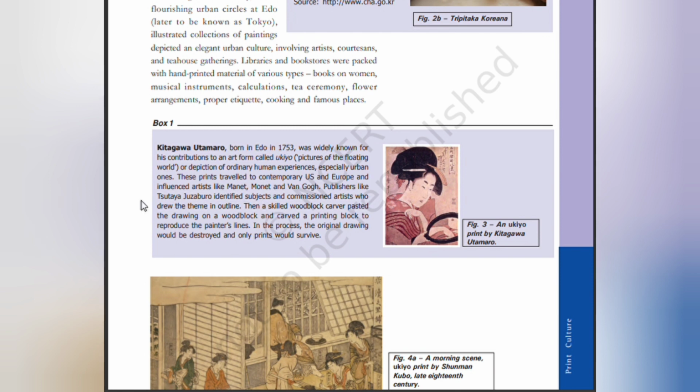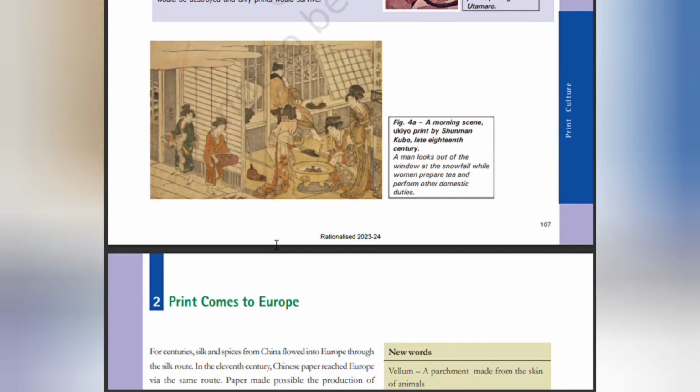Publishers like Tsutaya Juzaburo identified subjects and commissioned artists who drew the theme in outline. Then a skilled woodblock carver pasted the drawing on a woodblock and carved a printing block to reproduce the painter's lines. In this process, the original drawing would be destroyed and only prints would survive. A man looks out of the window at the snowfall while women prepare tea and perform other domestic duties.